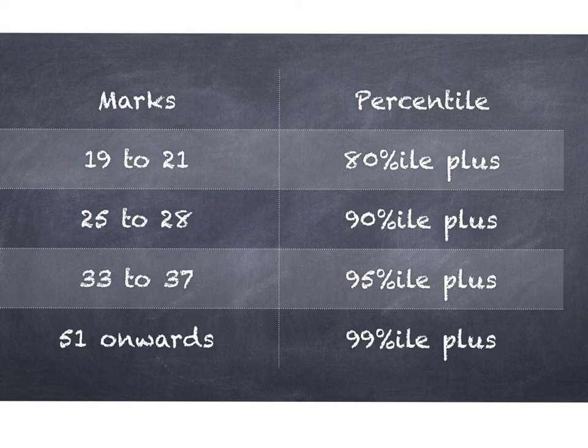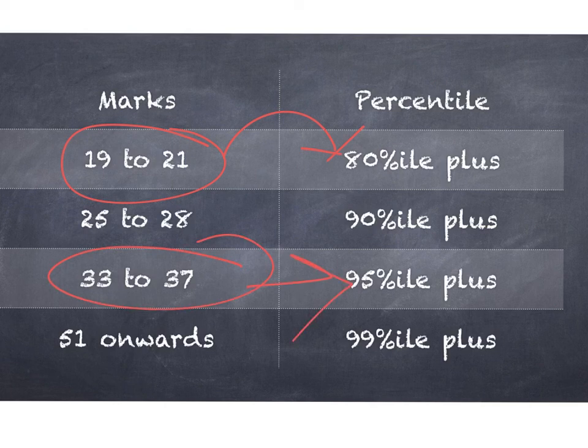If you just get 19 to 21 marks, yes, it is so easy to get a nice percentile in the DILR section. And then yes, there is a loophole also, which I'll explain soon. If you just score 19 to 21 marks, you're going to get 80 percentile. If you score 33 to 37 marks, you're going to get 95 percentile plus.